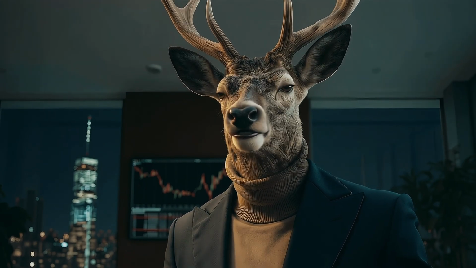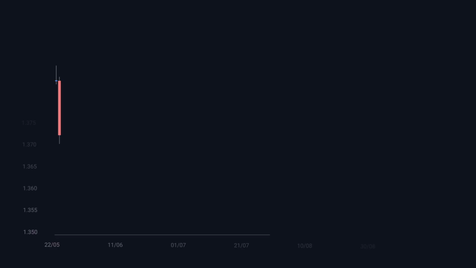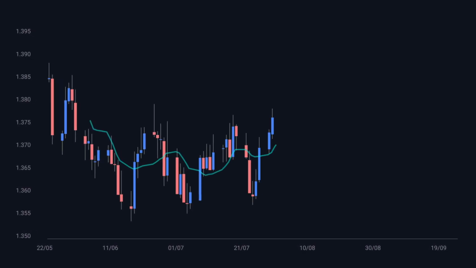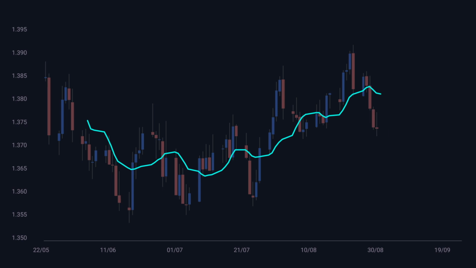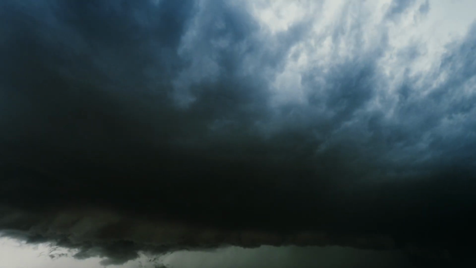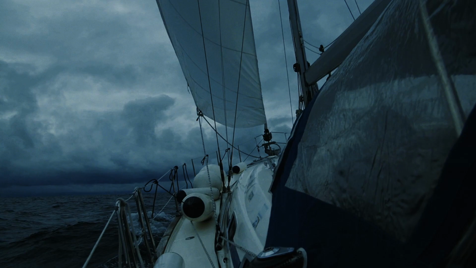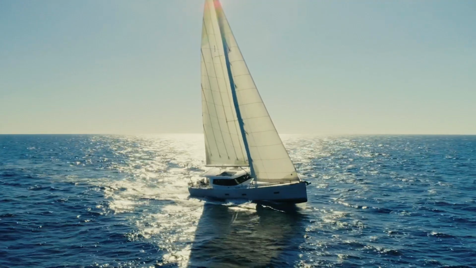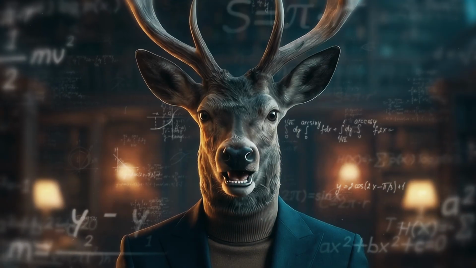A moving average is a line that shows the average price over a chosen period. It smooths out the active multi-directional movements of quotes on the chart and helps you see the overall direction of the price, up or down. It's like turning off a stormy sea and being left with a calm, clear direction. Simple, but powerful. Time for a little maths.